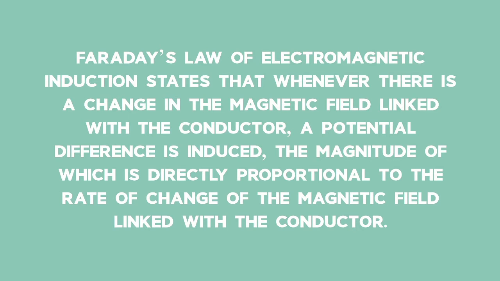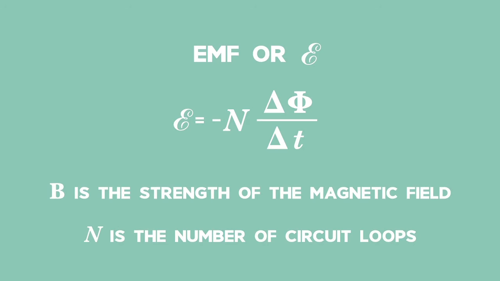This can be stated mathematically as EMF, or epsilon, is equal to negative N times the change in flux linkage over the change in time. The minus sign indicates direction and that the induced EMF tends to oppose the change in magnetic flux. This gives us a number of useful relationships, that the voltage that is induced depends on the rate of change of magnetic flux linkage.